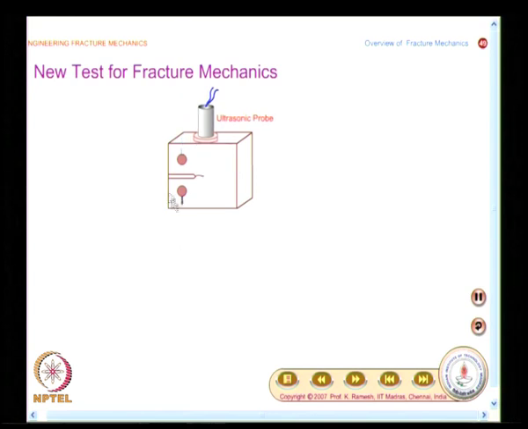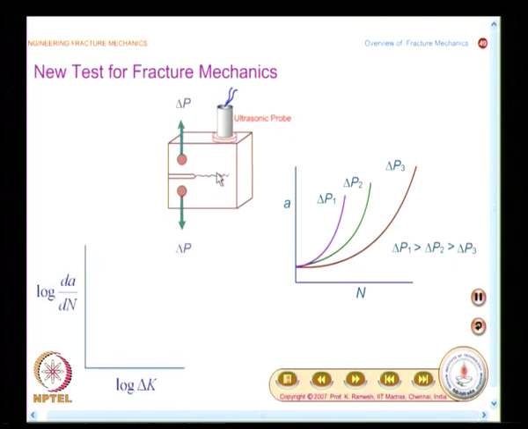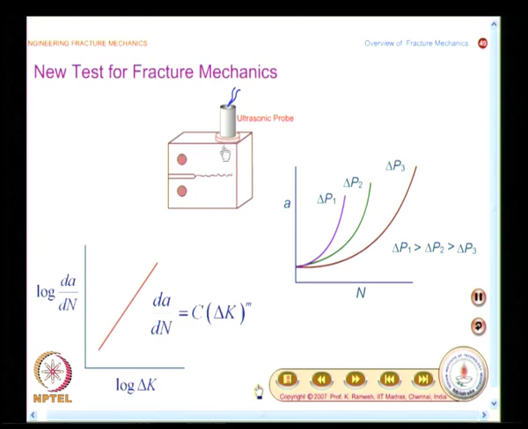Here you have a specimen which is subjected to fatigue loading. Try to make a neat sketch of this. Because of the fatigue loading, you find the crack grows in service, and you also monitor the growth of the crack by a suitable probe. This is only a schematic.